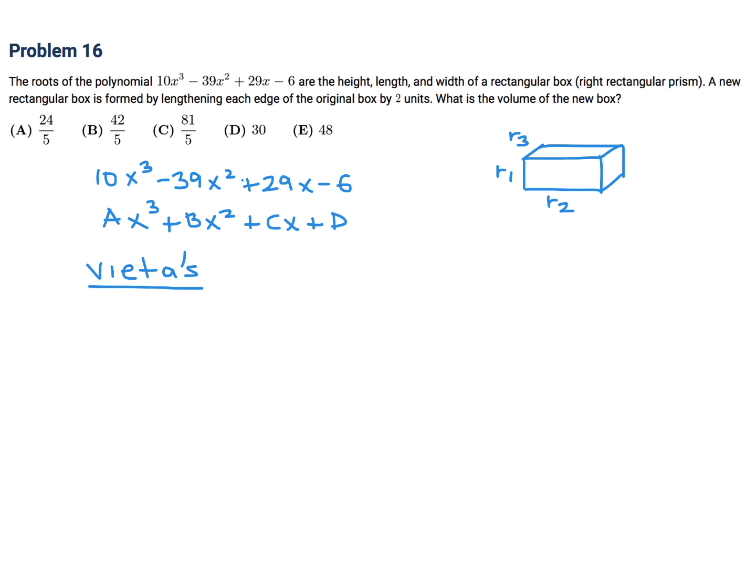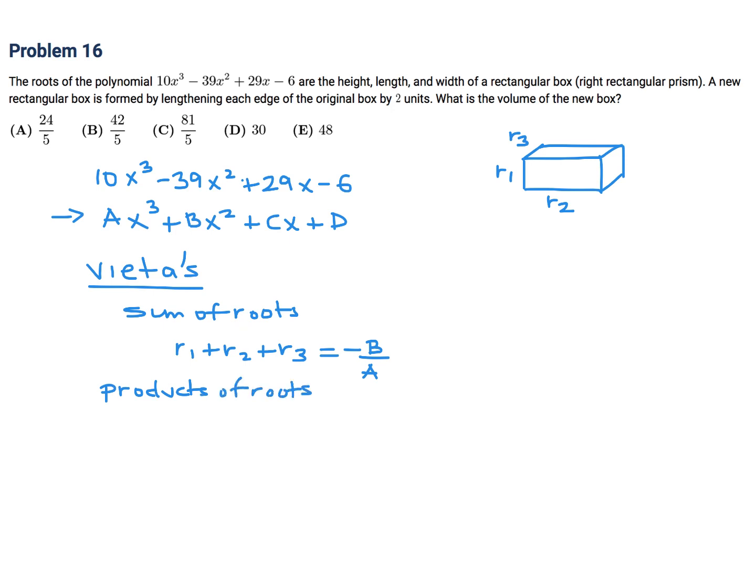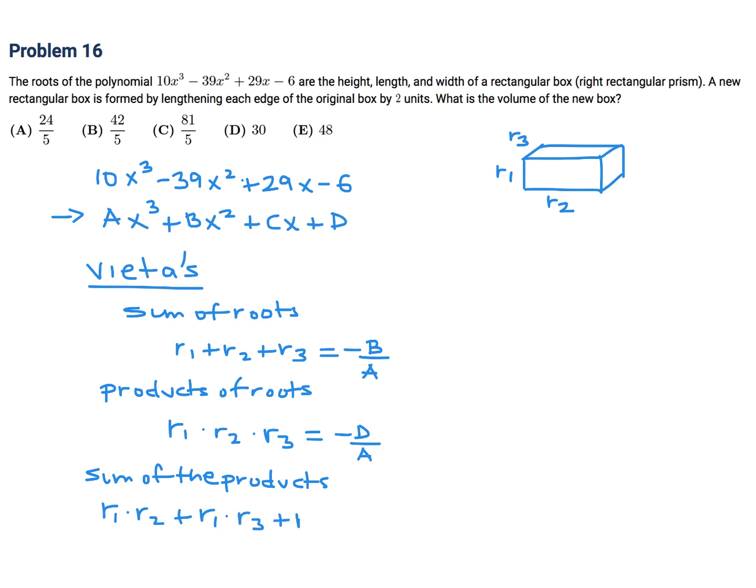So Vieta's formula says that the sum of the roots will be equal to the following. R1 plus R2 plus R3 is equal to minus B over A, where B and A are the coefficients of that kind of an equation. The product of the roots, R1 times R2 times R3, is minus D over A. And finally, the sum of the products, R1 times R2 plus R1 times R3 plus R2 times R3, is equivalent to C over A.